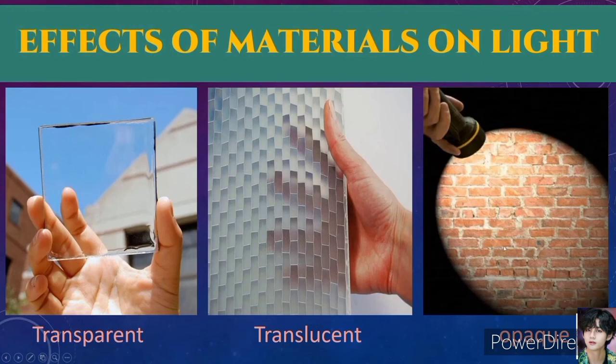Next is the opaque. The light also does not pass directly through the materials and it changes direction many times and is scattered as it passes through. But when the light strikes an opaque object, none of it passes through, and most of the light is either reflected by the object or absorbed and converted to heat.